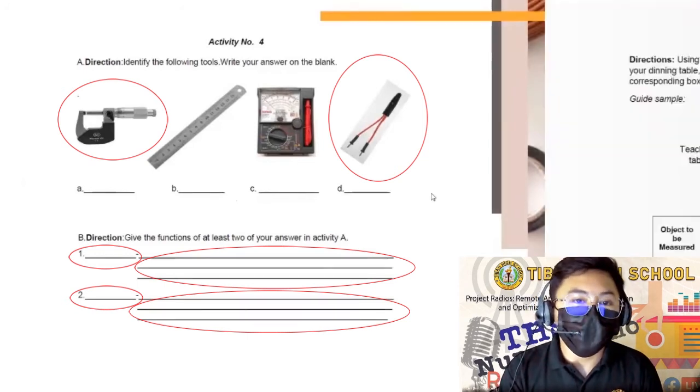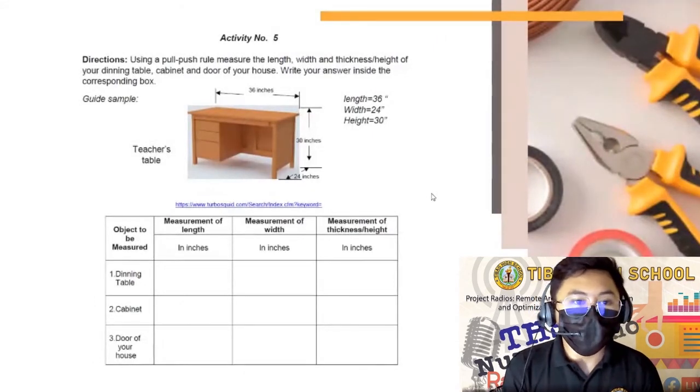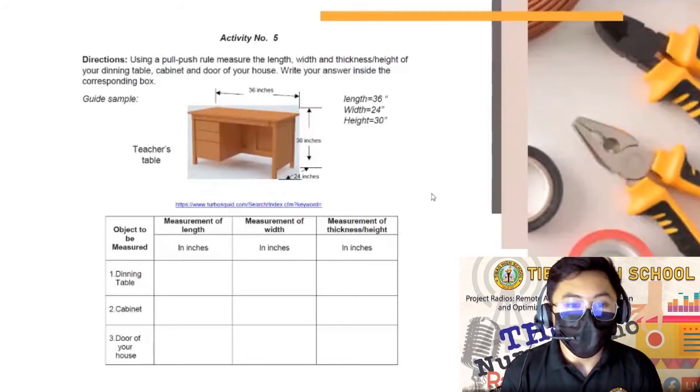Now, proceed tayo sa activity number 5. So, ito yung direction. Using a pull-push rule, measure the length, width, and thickness or height of your dining table, cabinet, and door of your house. So, write your answer inside the corresponding box.